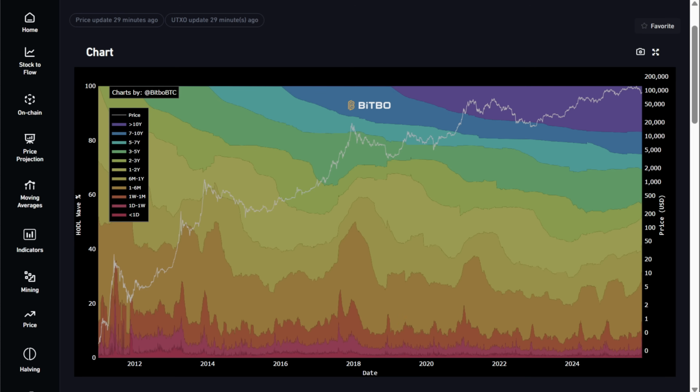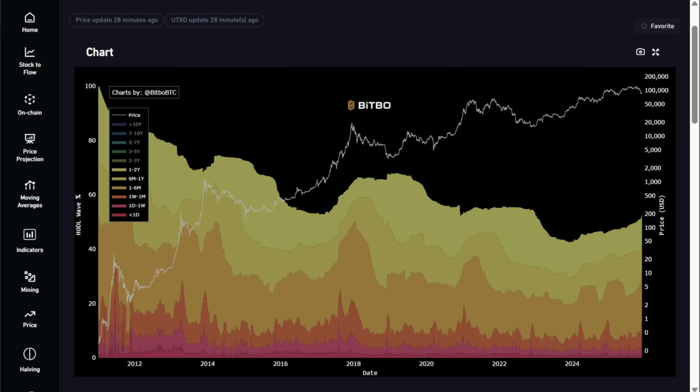Have a look at the HODL waves. How much of Bitcoin has been held for how long? So it's just 100% of Bitcoin supply. So it's normalized because, of course, Bitcoin supply is not constant over time. But we can take away the longer term holdings. We just look at the Bitcoin that has been held for a maximum of 2 years.